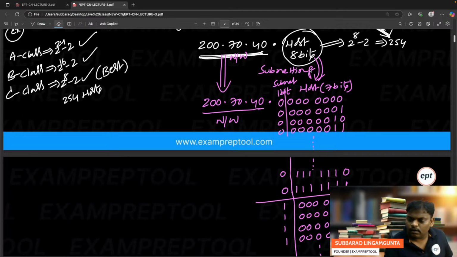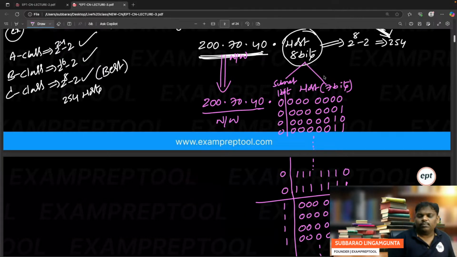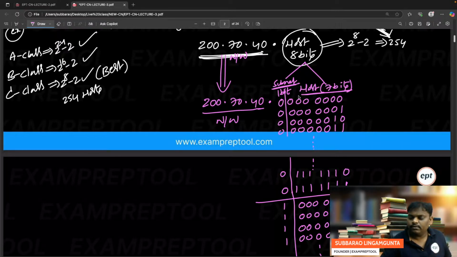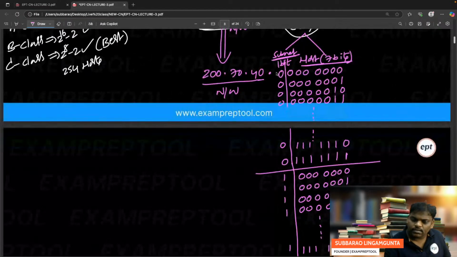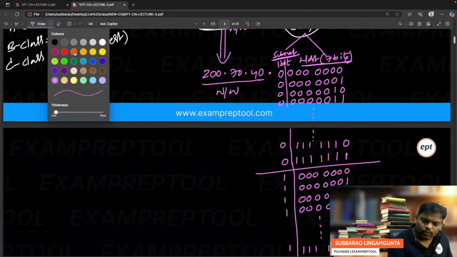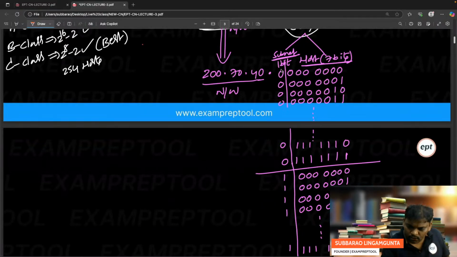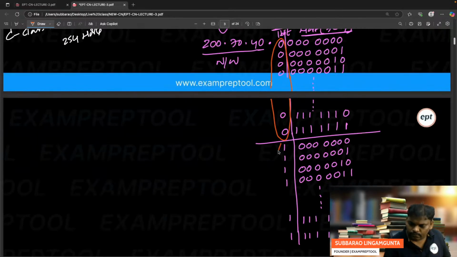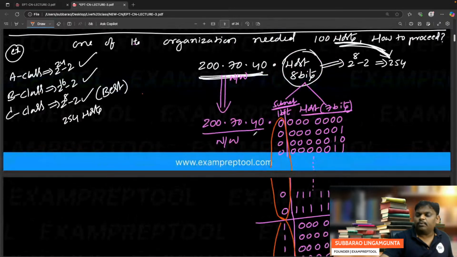Subnetting is nothing but playing with the host. Previously host purpose 8 bits. Now host purpose only 7 bits. You may say, sir, what about 1 bit? 1 bit for subnet. I think everyone knows 1 bit having two choices: subnet 0, subnet 1. Very simple.